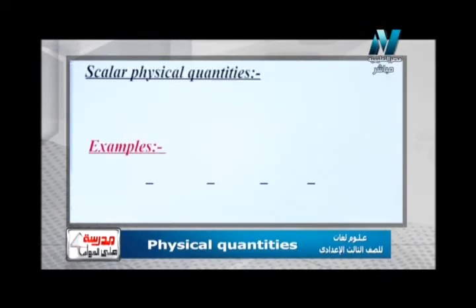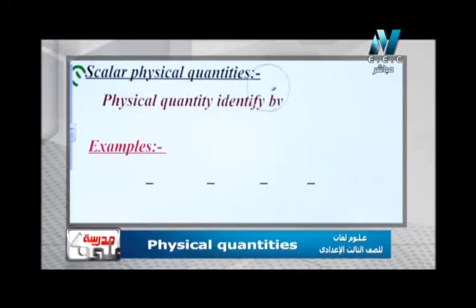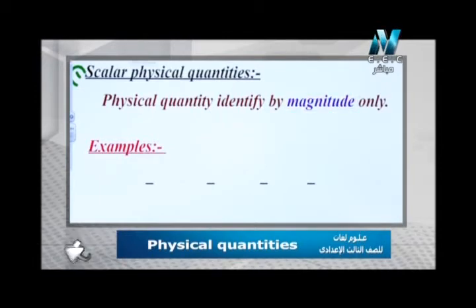So we have to identify the scalar physical quantity. The first type is number 1, scalar physical quantities. What is meant by scalar physical quantities? Scalar physical quantities are identified by magnitude only. What is meant by magnitude? The word magnitude in Arabic means value or amount. So we identify by magnitude.